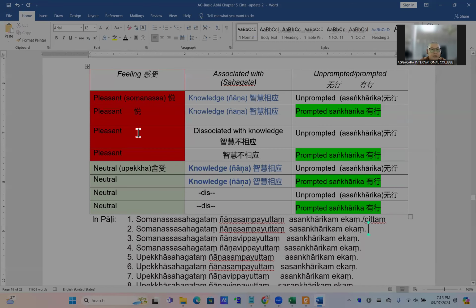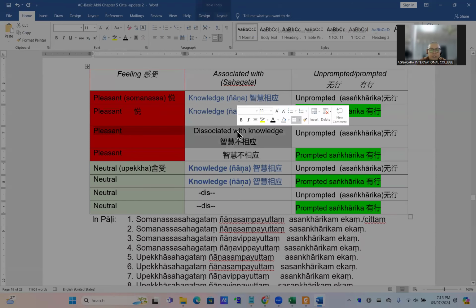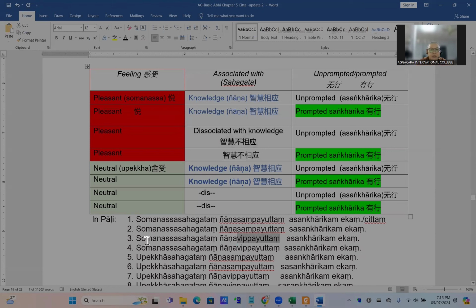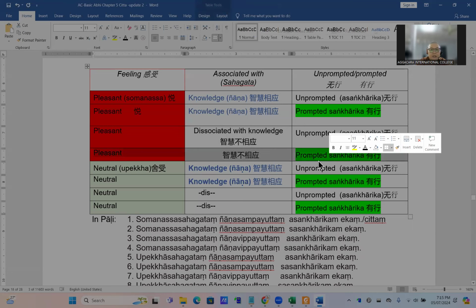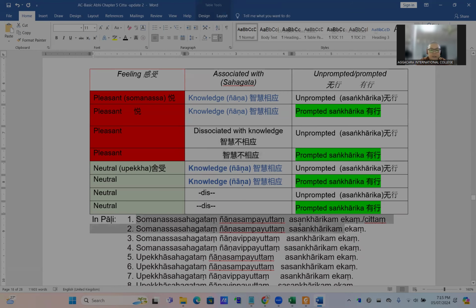Okay, no problem. When this is associated with knowledge, instead of sampayuta, you change to the word vipayuta, meaning disassociated. So it will be somanasa sagatam jnana vipayuta asankarikam. Then the fourth one will be somanasa sagatam jnana vipayuta sasankarikam. Okay. Then you can see the formula.